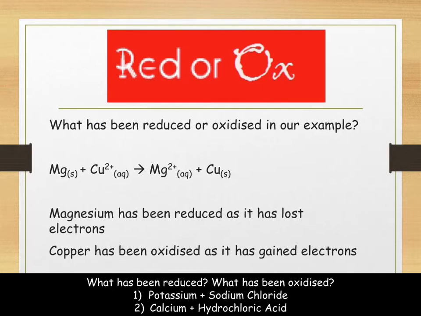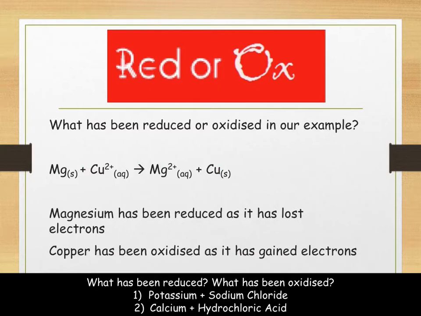So looking at our example once more, what has been reduced or oxidized in this example? So magnesium has been reduced as it has lost electrons. It has become a positive ion, therefore it has lost electrons. Copper, however, has been oxidized as it has gained electrons. It's gone from being a positive ion to being a neutral ion, therefore it must have gained a negative charge. That negative charge has come from the electrons. As before, have a look at your other 2 examples to work out what has been reduced and what has been oxidized.